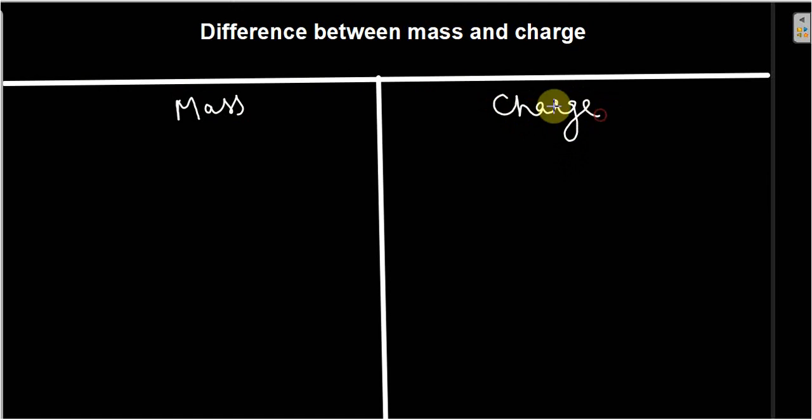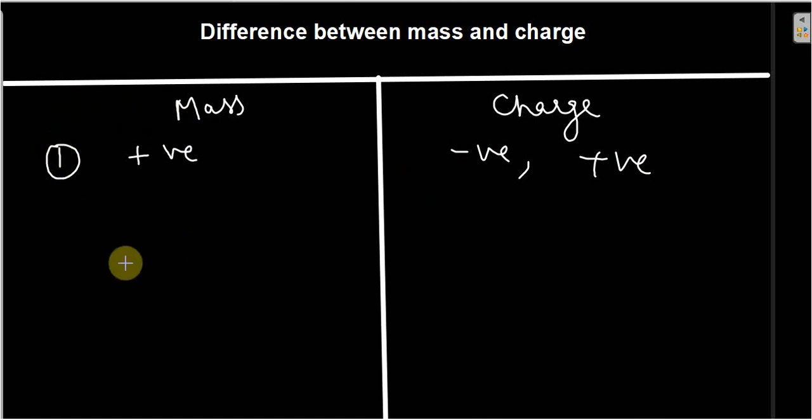Mass is a positive quantity. We will take mass as positive. Charge can be negative and positive. This is the first difference. Both are intrinsic properties. The main properties of mass and charge which I want to discuss are two; the rest you can get from anywhere, but these two are very important.